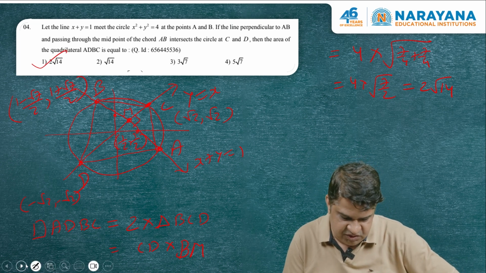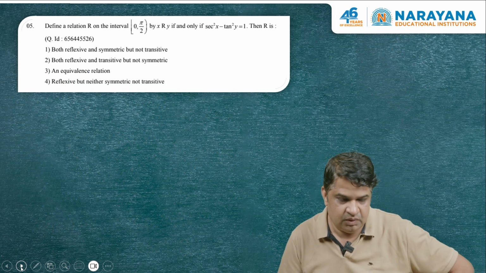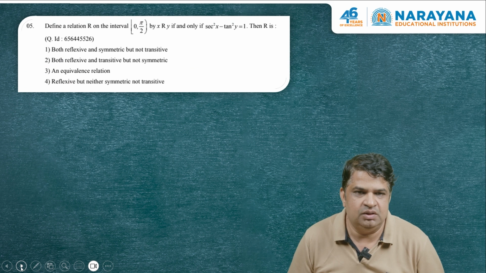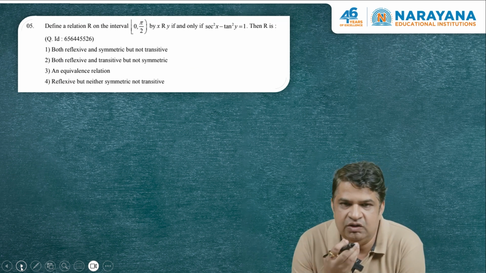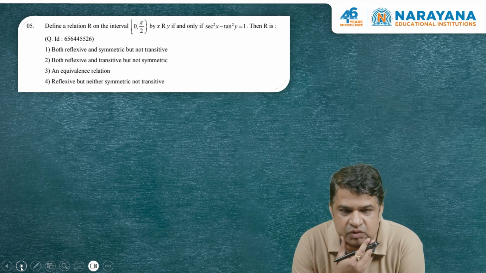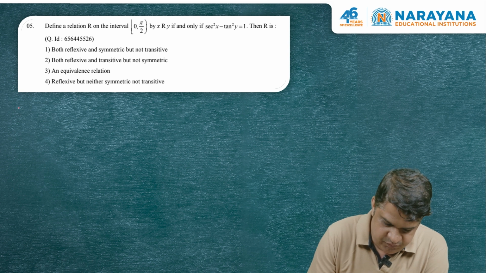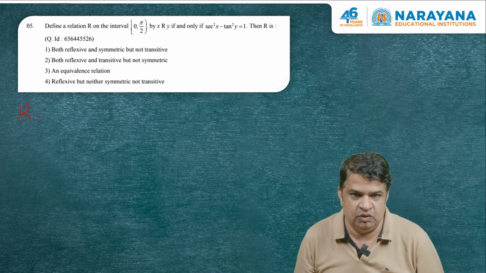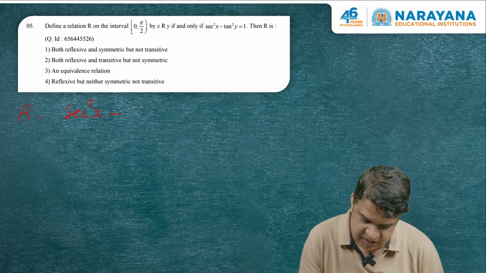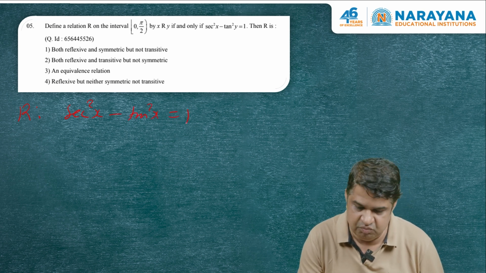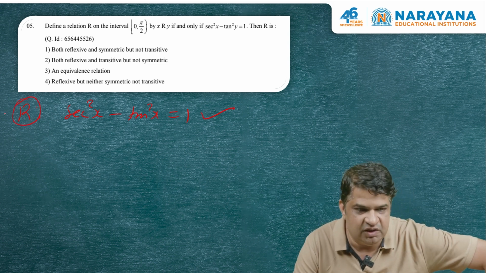Now, moving towards the next question. Define a relation on the interval 0 to pi by 2: x is related to y with R if and only if sec square x minus tan square y equals 1, and we have to check whether it is reflexive, symmetric or transitive. First of all, for reflexive, what is the condition? The condition is that sec square x minus tan square x must be equal to 1, and of course, it is equal to 1. So, definitely it is reflexive.